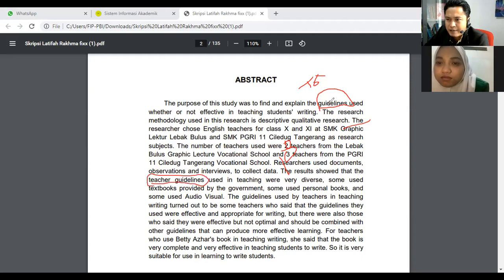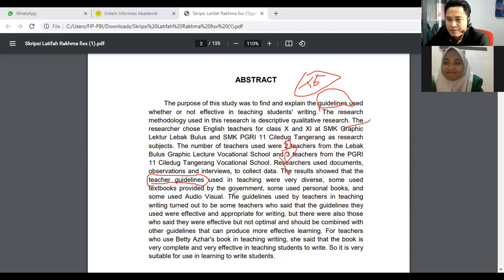First, you're mentioning the guideline in your first sentence. Second, you're mentioning teacher's guideline. And then in your title, you're mentioning teacher guides, or is it teacher guidelines? Which one? Teacher's guide. Yeah. Okay. So you're going to use that one consistently in every single one of your sentences.